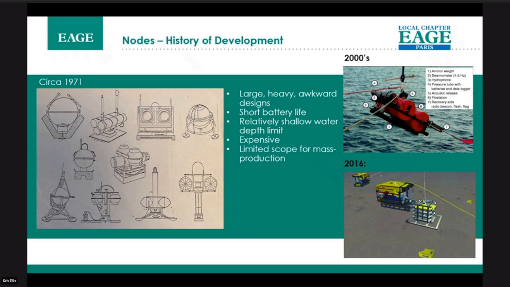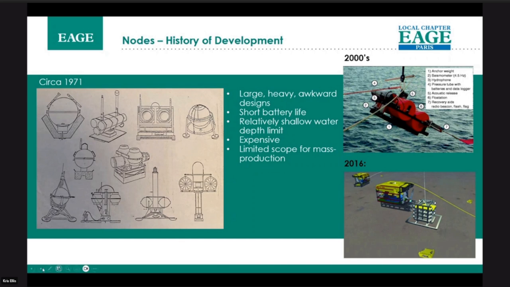ROV deployment followed swiftly after. Of course, we're now down to slightly deeper depths, and then coming into the more recent years, we're now down to in excess of 3,000 meters with ROV deployments and the new technology of nodes.